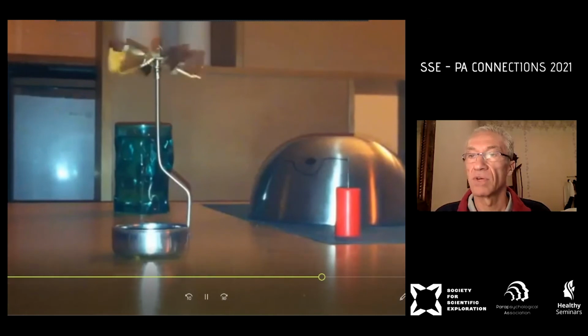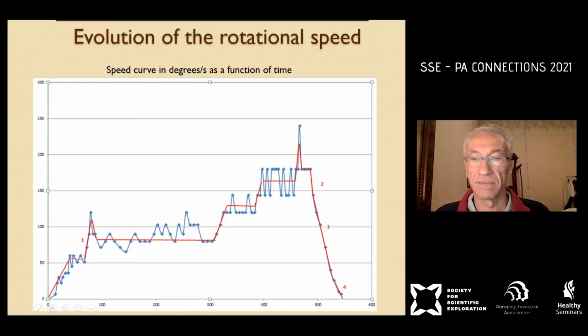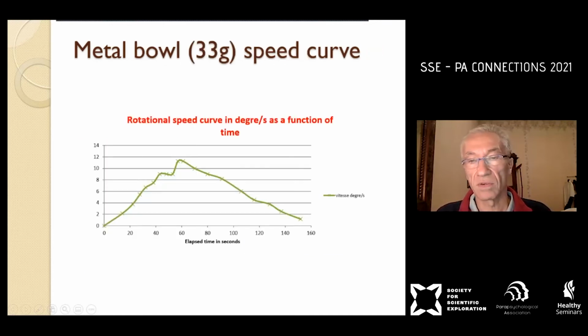And you have the deceleration curve. So we could have directly this. So this was different plateaus of speed, and then the deceleration. Same for the metallic ball, for the porcelain ball, Chinese ball. And for the metal ball, we use some software, so we have a better approximation of the curve.